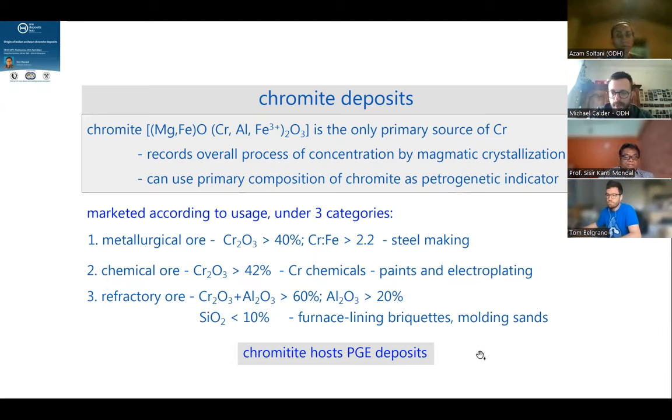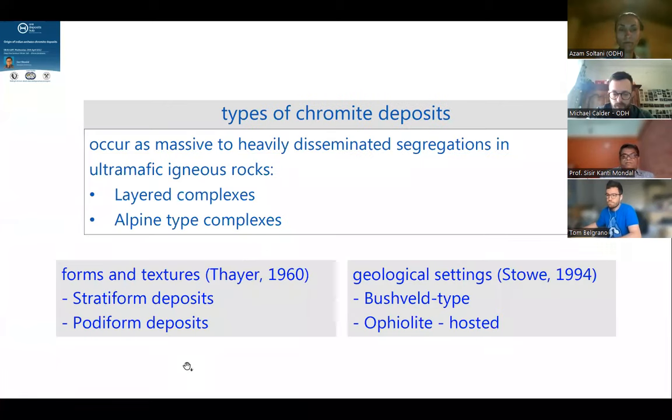And another thing is that chromitite is very important. The reason is that chromitite hosts platinum group element deposits, and one of such is the UG2 chromitite layer in the Bushveld complex, which is the largest platinum group element resource on our planet. So depending on the forms and textures, T.P. Thayer in 1960 classified chromite deposits as stratiform deposits or podiform deposits.